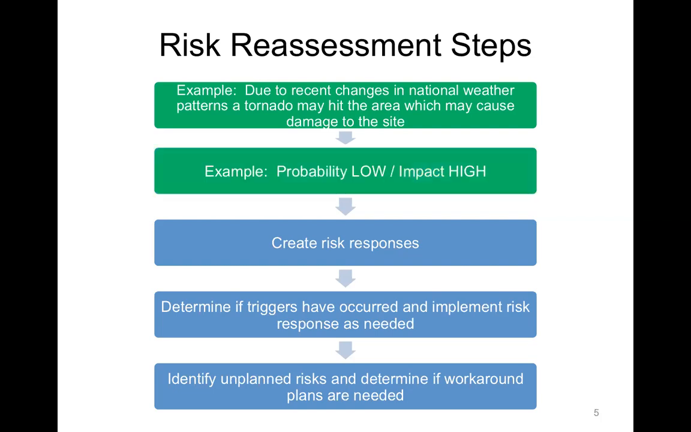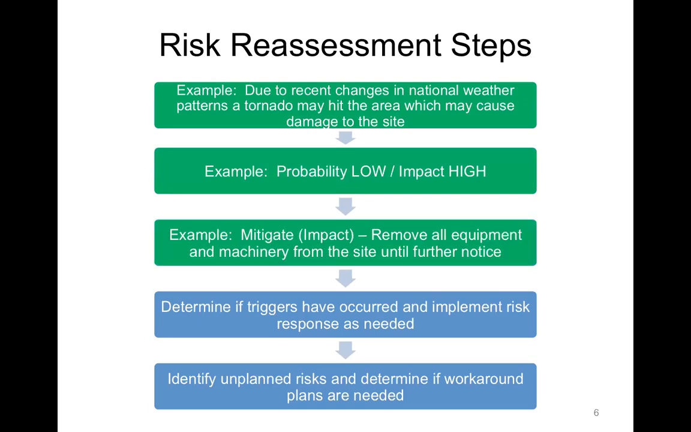We might say the probability would be low and the impact would be very high. Okay, and we create a risk response plan. In this case, we're going to mitigate the impact. We can't mitigate the probability, but we can reduce the impact on our project because we're going to remove all equipment and machinery from the site until further notice. So at least we can reduce the impact of destroying our machinery and equipment. We can't necessarily reduce the impact on the land and some of the work that's already been done, but at least we can mitigate the impact.